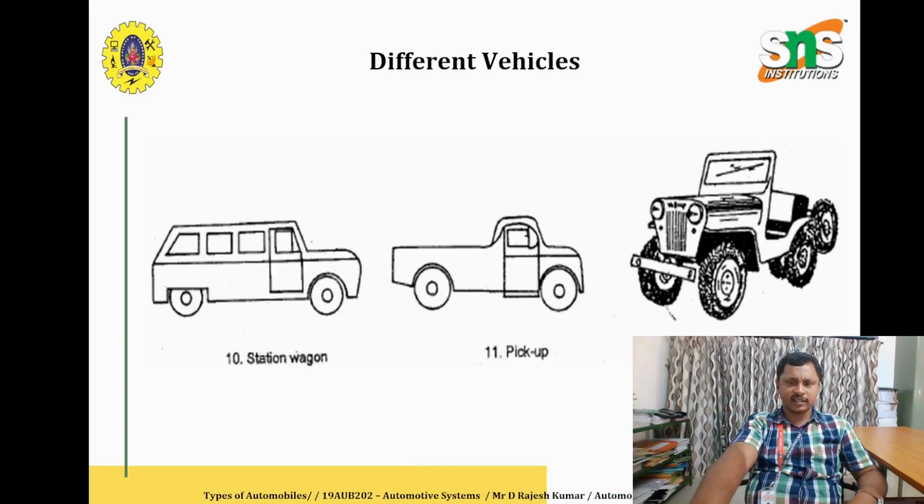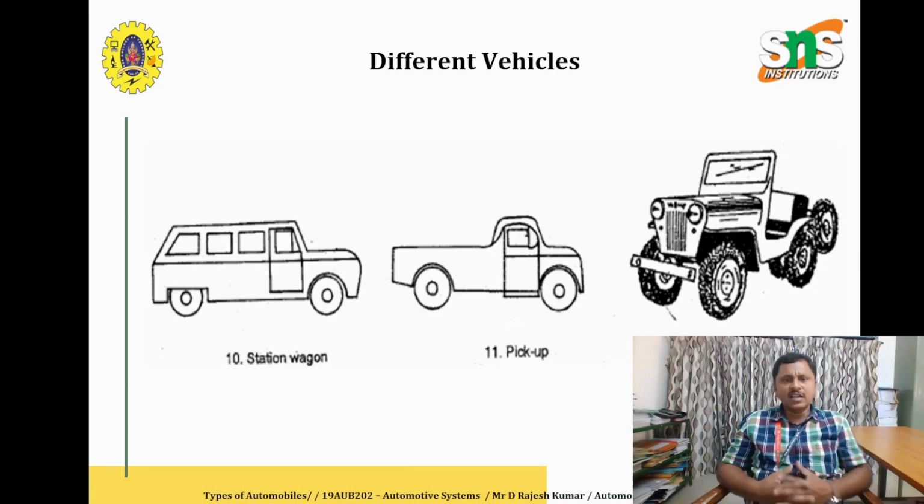The last three things are the station wagon. For the station wagon, the example is the Mahindra Festiva. There the seating capacity can be up to 11 to 12 seats. So there will be 3 or 4 rows of seats present inside that vehicle. In such a way it is constructed.